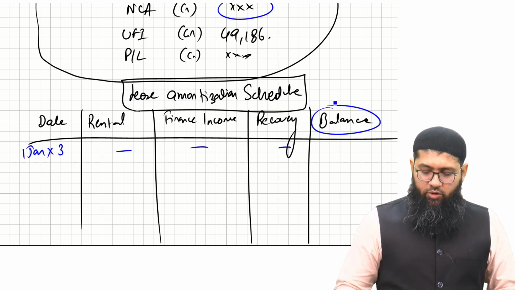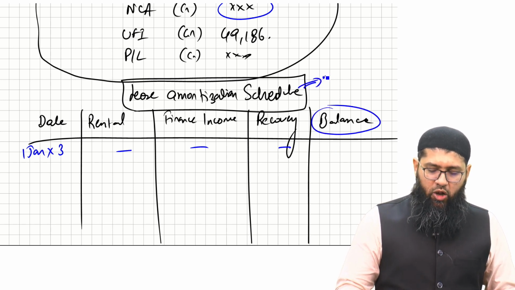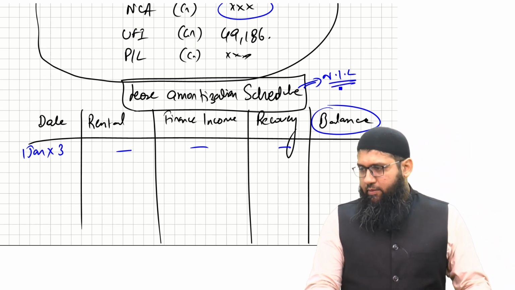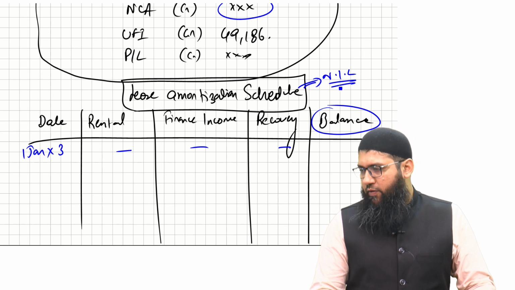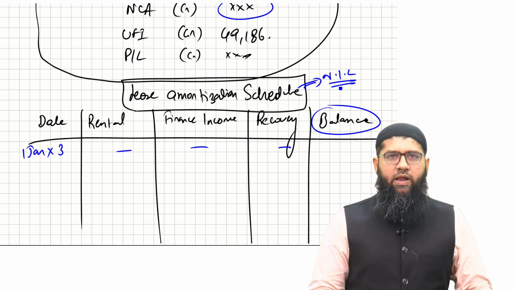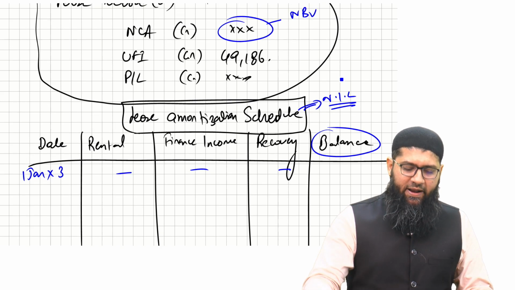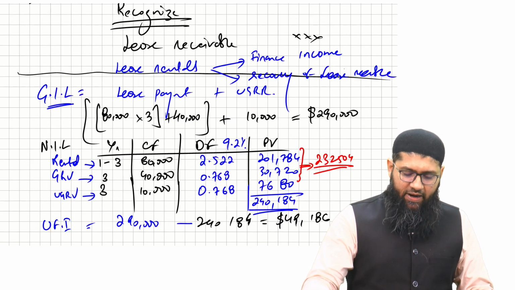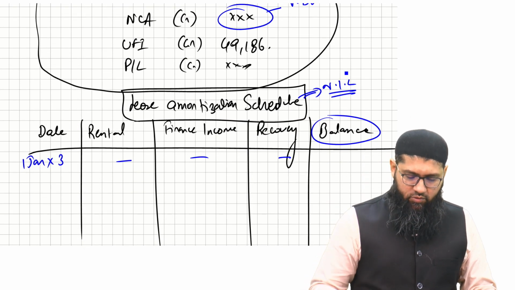The balance amount, this lease amortization schedule would always be prepared on the net investment in the lease. I repeat, the lease amortization schedule would always be prepared on the net investment in the lease. How much is that? It is 240,184.